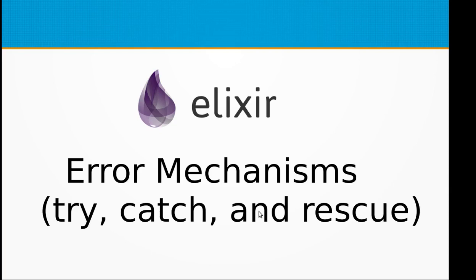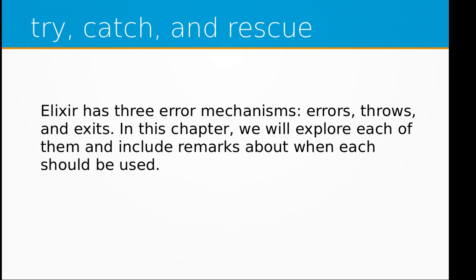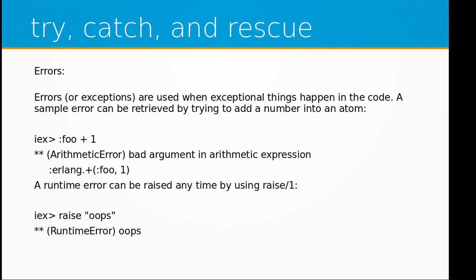In today's video training we will be learning about error mechanisms in Elixir, which are try, catch and rescue. So let's get started. Elixir has three error mechanisms: errors, throws and exits. In this chapter we will explore each of them and include remarks about when each should be used. First, let's look at errors.